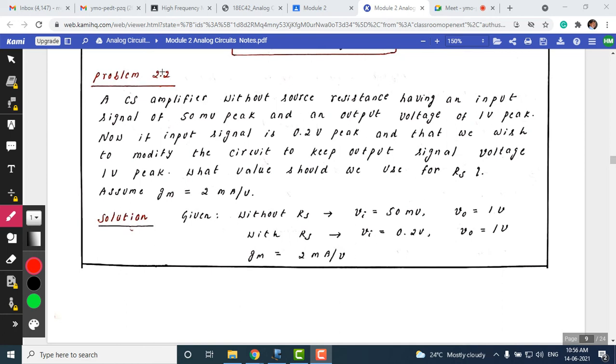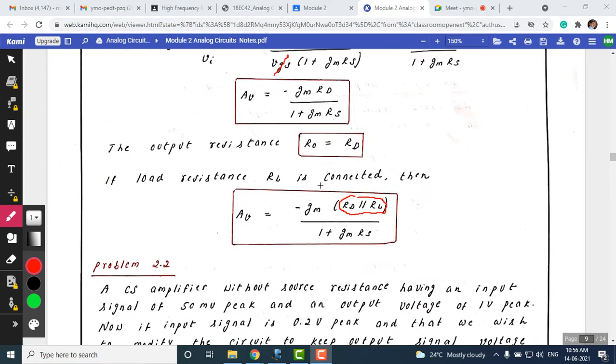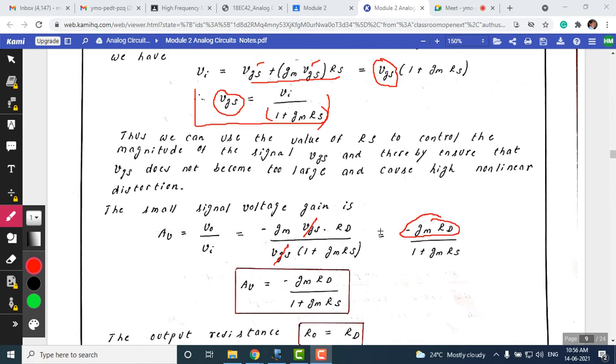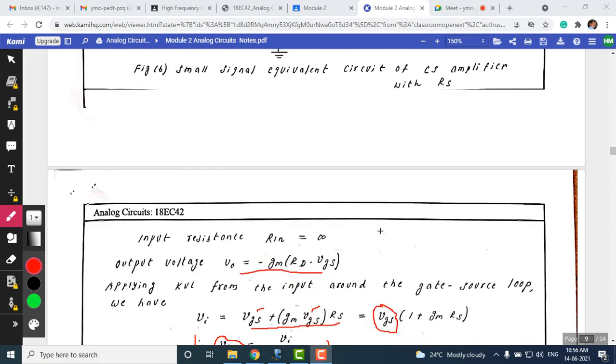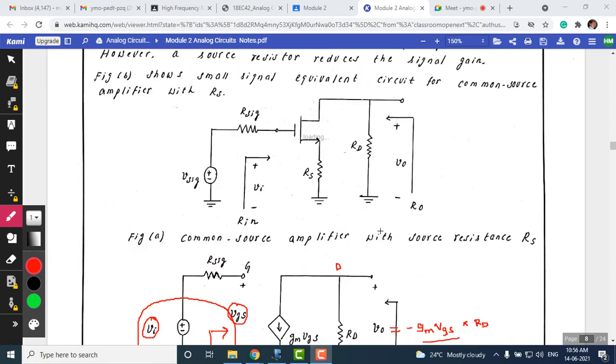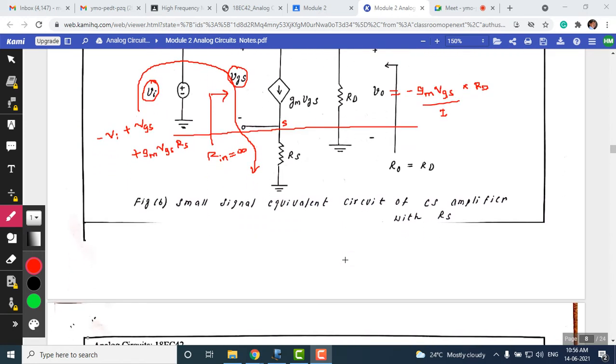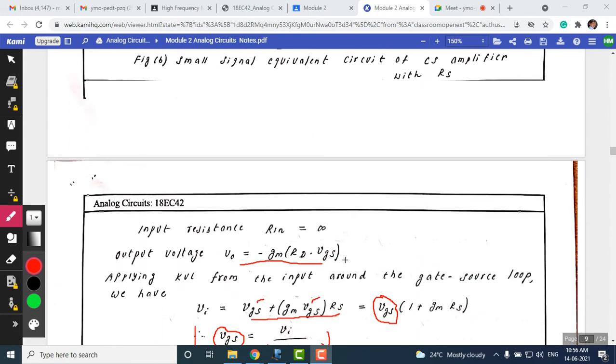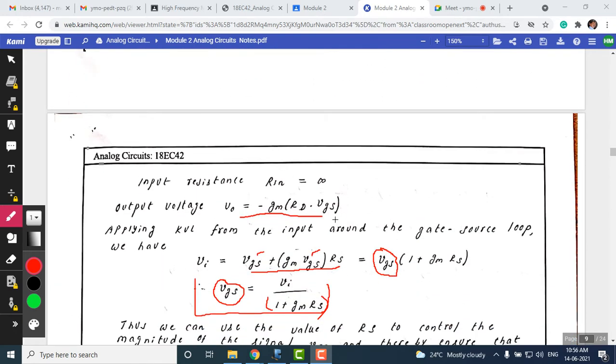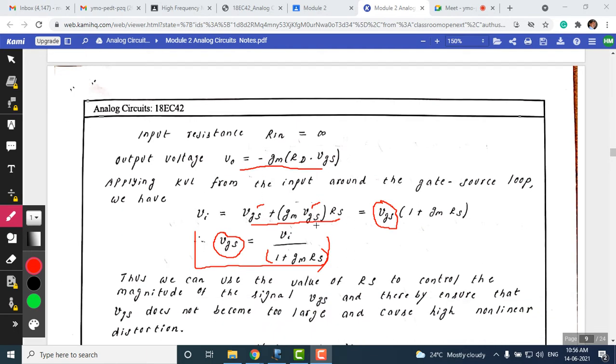Just take one problem based on the common source amplifier. Later we can proceed with other topics. Look at this. This is where we have stopped in the last class. Just a recap. We have discussed the common source amplifier with source resistance and an equivalent circuit, also using the hybrid pi model. Following this, we have seen a couple of equations, especially the input impedance and output voltage.